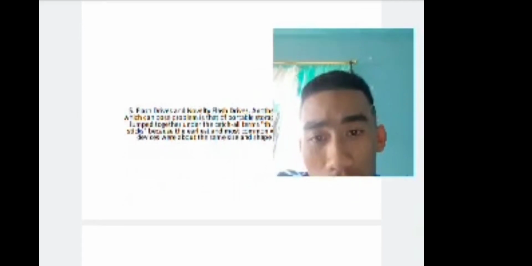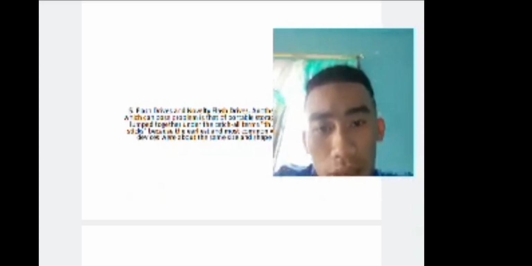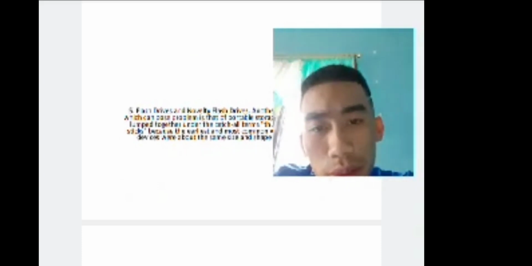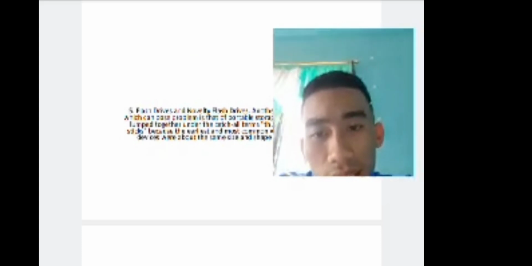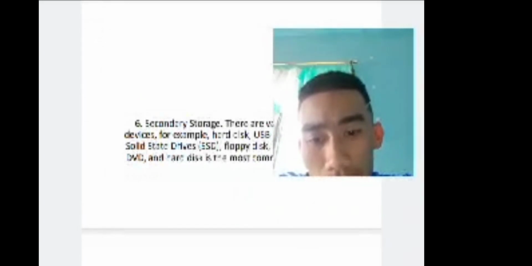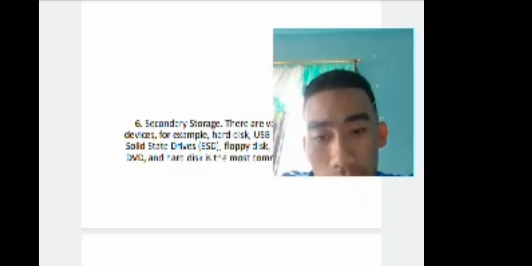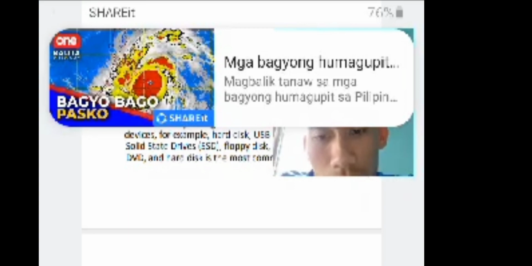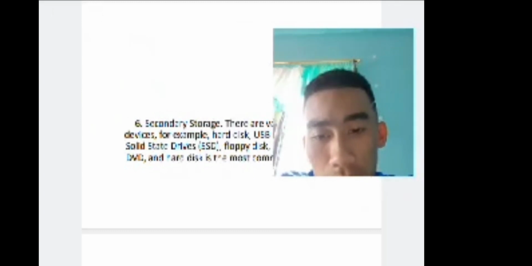Number 6. Secondary storage. There are various storage devices, for example, hard disks, USB drives, SD cards, solid state drives or SSD, floppy disks, tapes, CD-ROM, DVD, and hard disk is the commonly used one. How computers save and delete files. As mentioned by Nelson 2010, digital forensic investigators should be familiar with these drives and how data is organized on a disk so that you can find data effectively.